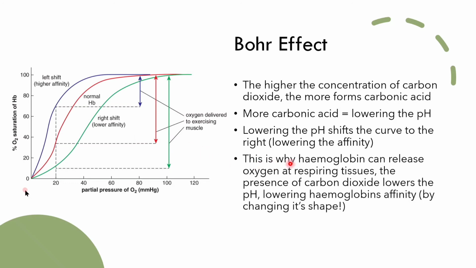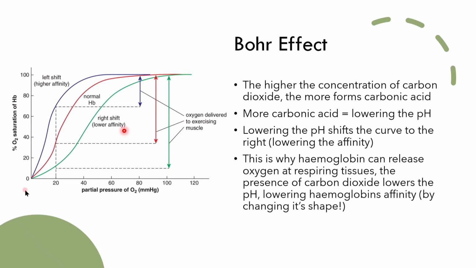And so this is why hemoglobin can release oxygen at respiring tissues, because at respiring tissues there is a higher presence of carbon dioxide, and if there's higher concentrations of carbon dioxide at these respiring tissues, it will lower the pH more, and the lower the pH is, this lowers the hemoglobin's affinity because the curve shifts to the right. So the higher concentration of carbon dioxide shifts the hemoglobin saturation curve to the right. It lowers the affinity, so it releases more oxygen to respiring tissues.